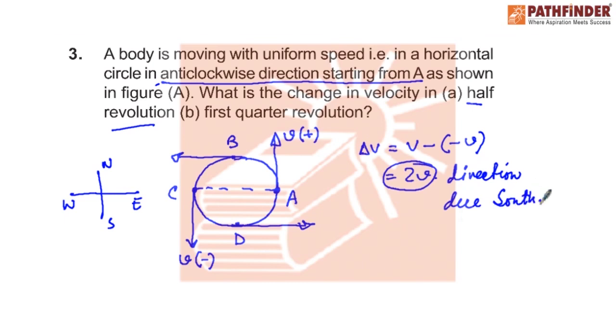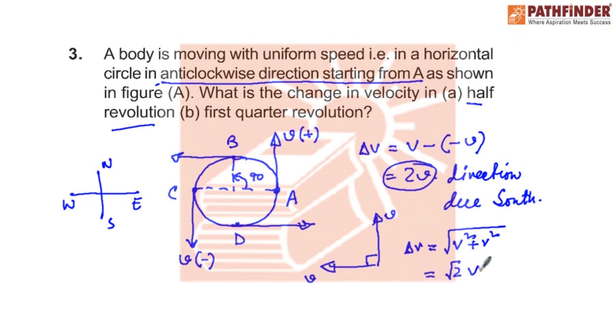Now when you are taking the first quarter, that is 90 degrees, you have a situation where these two vectors are at 90 degree. We have just discussed that if two vectors are at 90 degree, then their resultant or the change is given by root 2 times V, and that can be calculated simply by applying Pythagoras. So that is root of 2V square, which is root 2V.